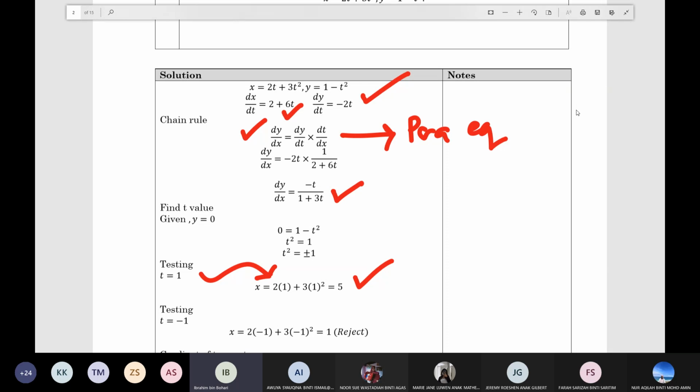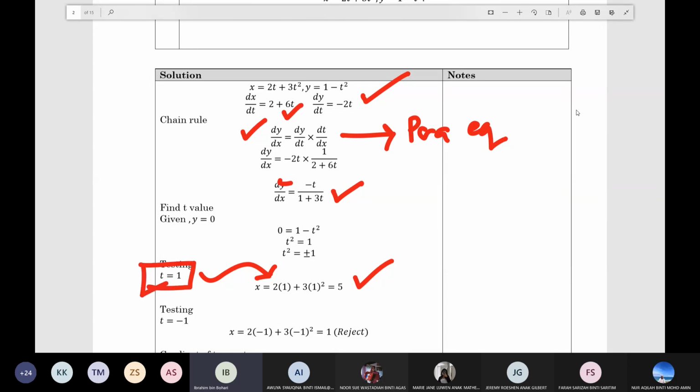Okay, question 3. Check the x, dx over dt is 2 plus 6t, dy over dt equals negative 2t. For the parametric equation, dy over dx equals dy over dt times dt over dx. The first derivative is negative t over 1 plus 3t. Then let it equal 0, and t equals plus or minus 1. The answer here, t equals 1.